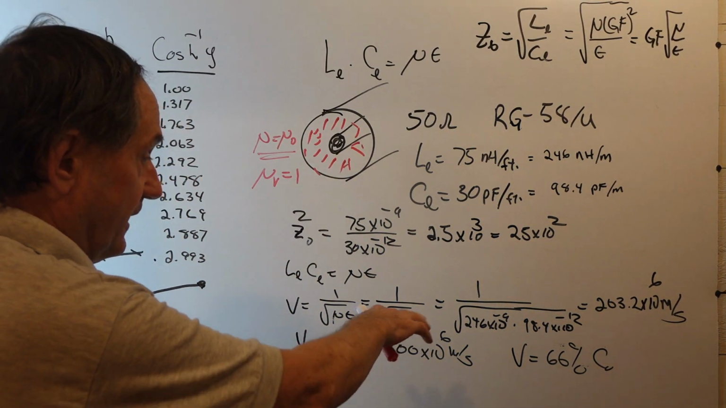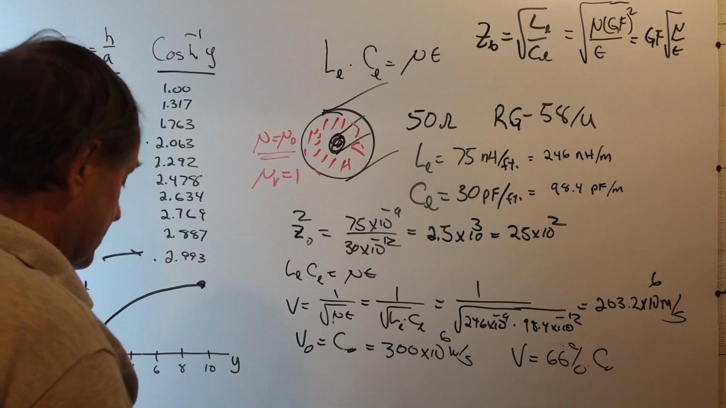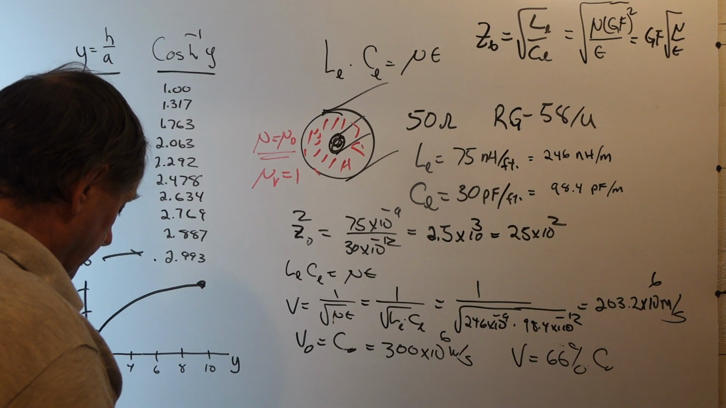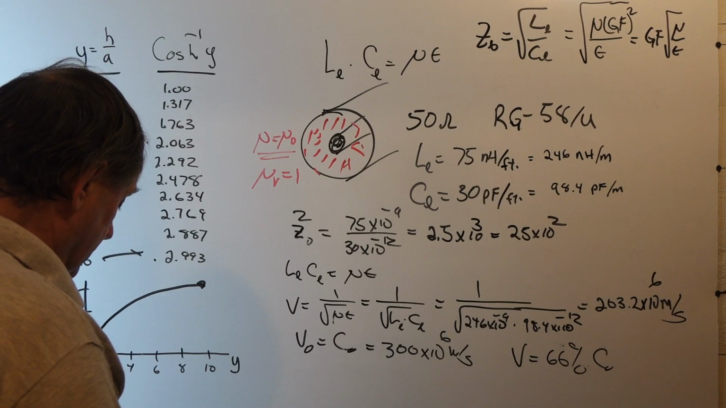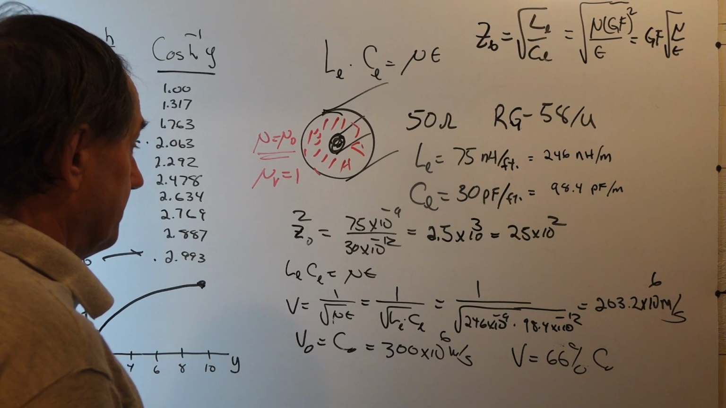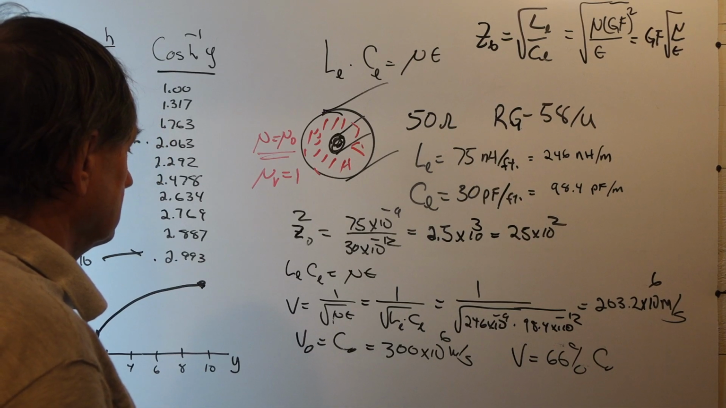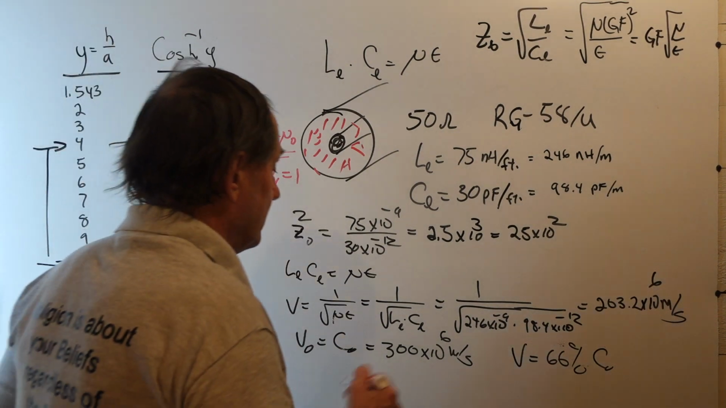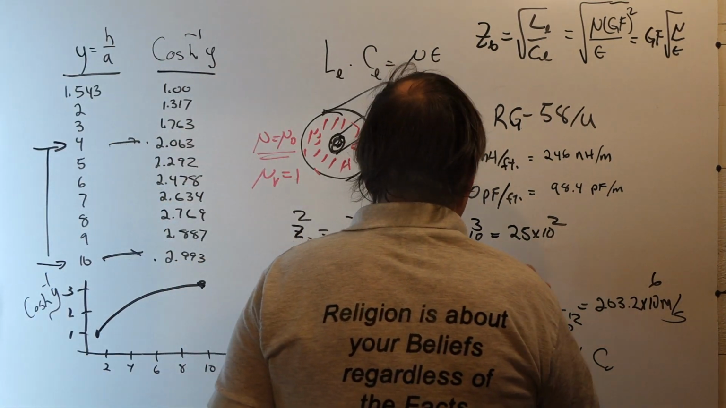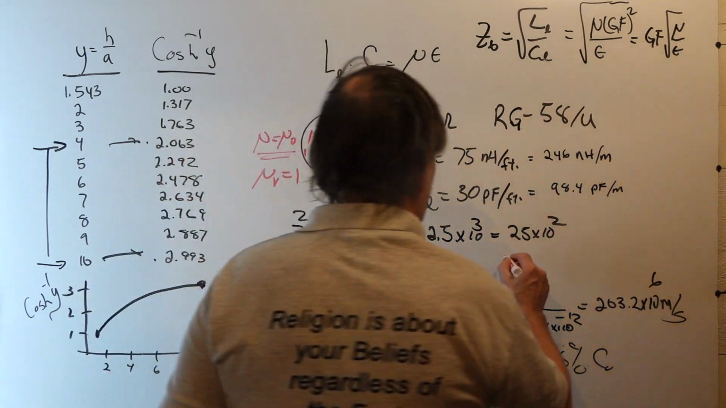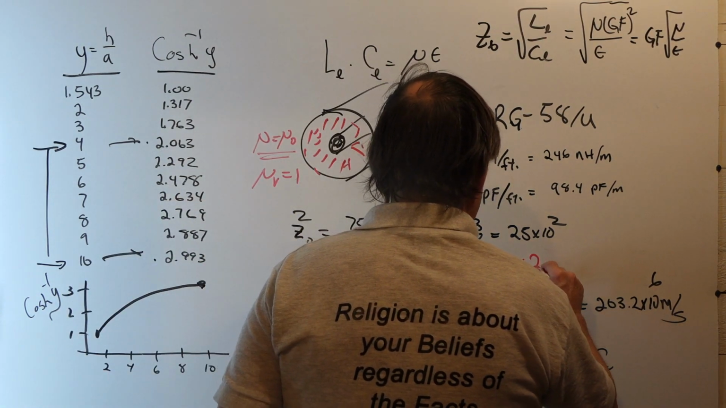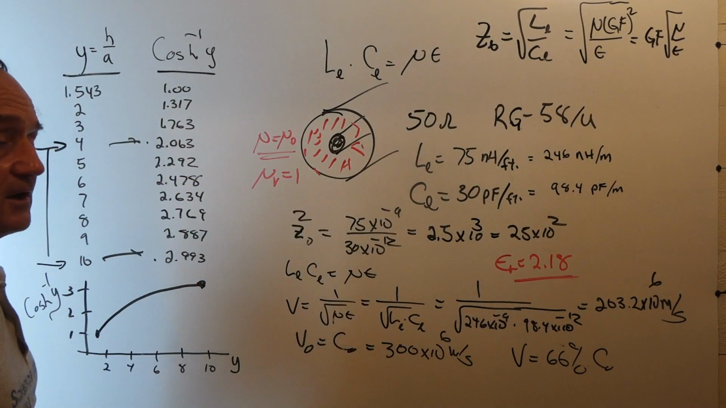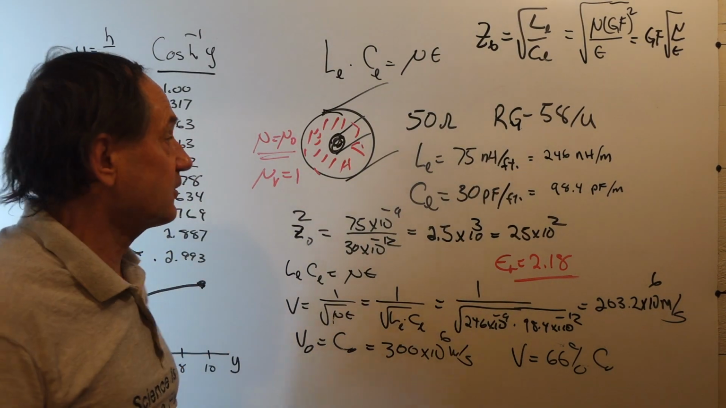And if we have 0.67 or 66%, if we square that and take the reciprocal, we get a dielectric constant of about 2.2, 2.18. So our epsilon sub r would be about 2.18. That's the dielectric constant of the material that separates the conductors on a coaxial line.